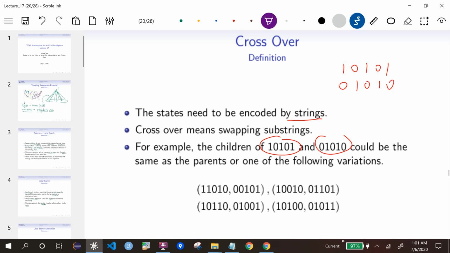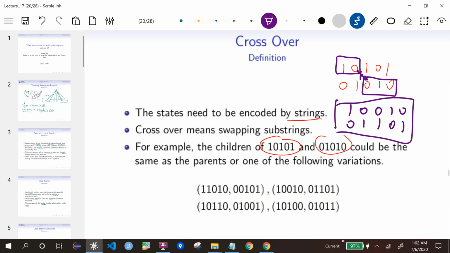Then the way we're going to generate the children is just pick the first part of the first parent and the second part of the second parent and combine them. So you get one child, that's this. And the second child is the remaining one. We're not picking stuff by random, so they're kind of deterministic. We just pick a random position and we cross over like this. So these will be the two children.